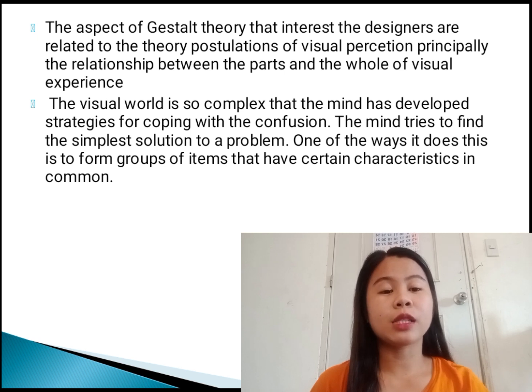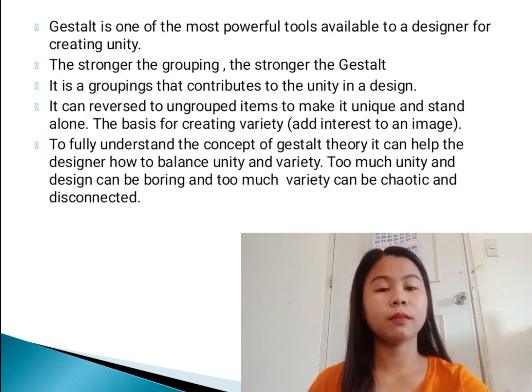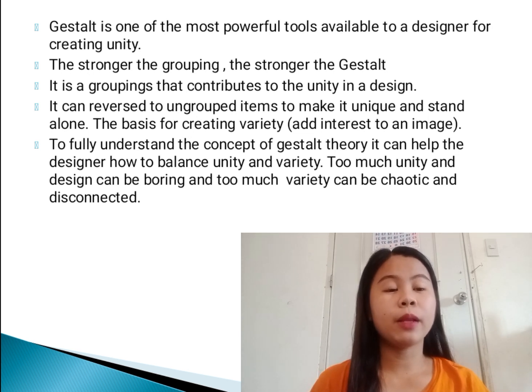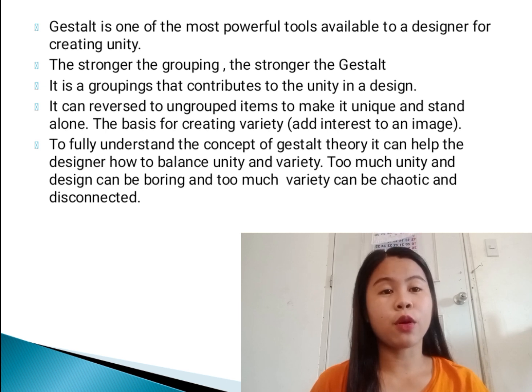The visual world is so complex that the mind has developed strategies for coping with the confusion. The mind tries to find the simplest solution to a problem. One of the ways it does this is by forming groups of items that have certain characteristics in common. It is also one of the most powerful tools available to a designer for creating unity. The stronger the grouping, the stronger the gestalt. It is groupings that contribute to the unity in a design.